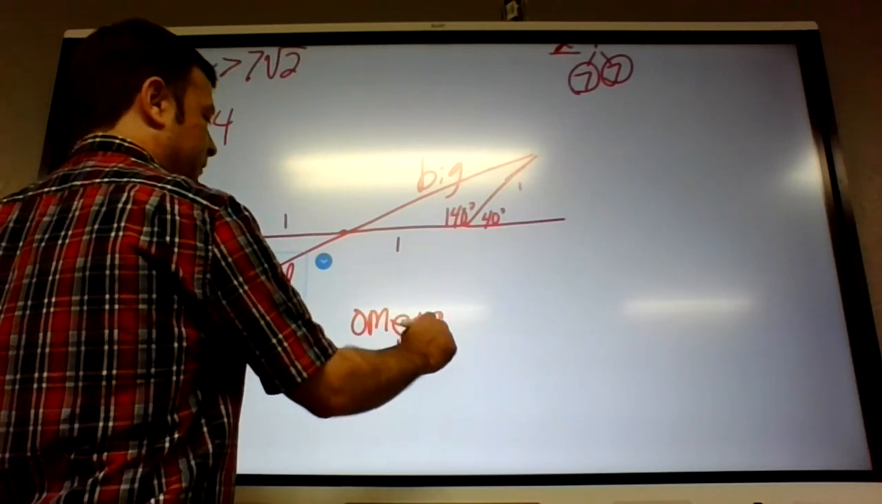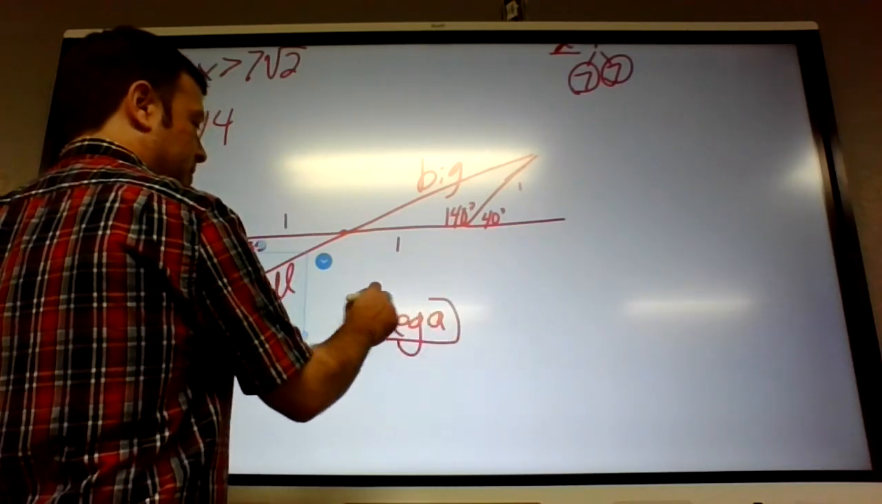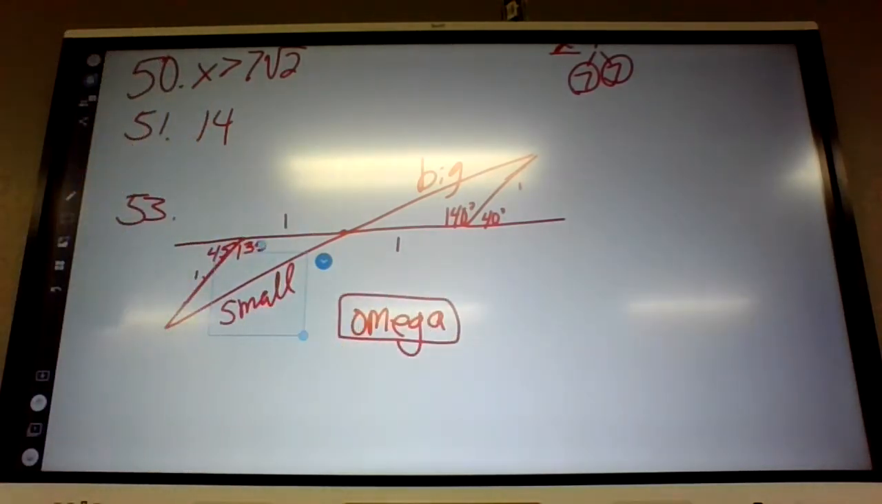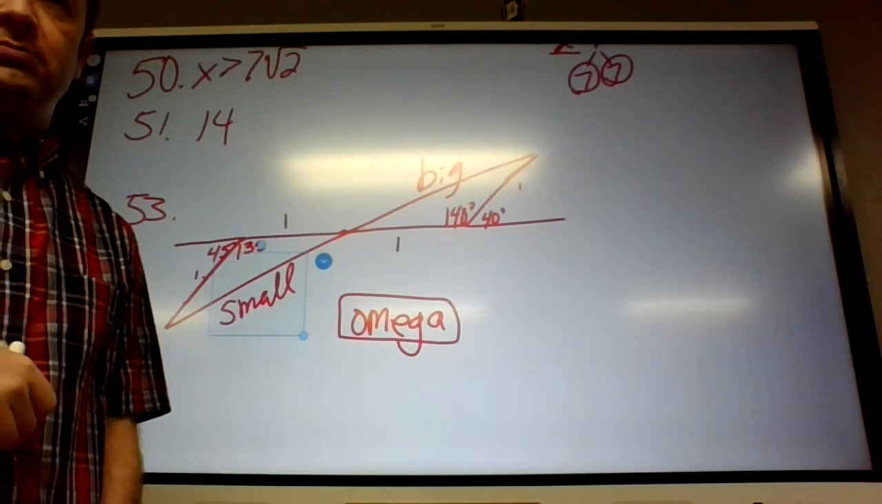You guys know where Alpha and Omega come from? Yeah, they're Greek letters. It's the first and last letter, yes. Alpha, Omega.